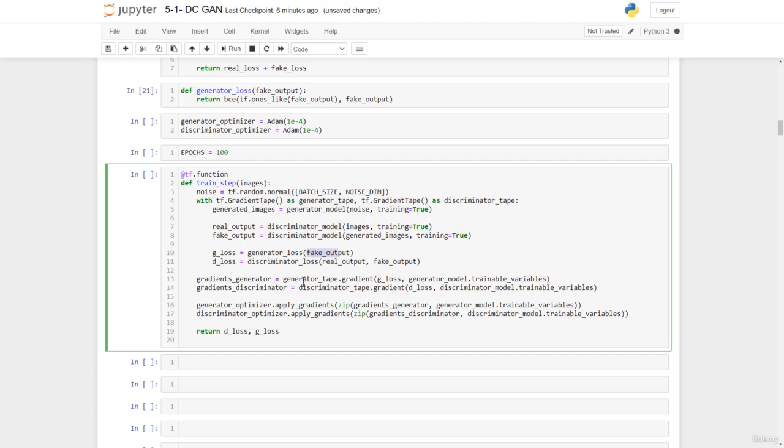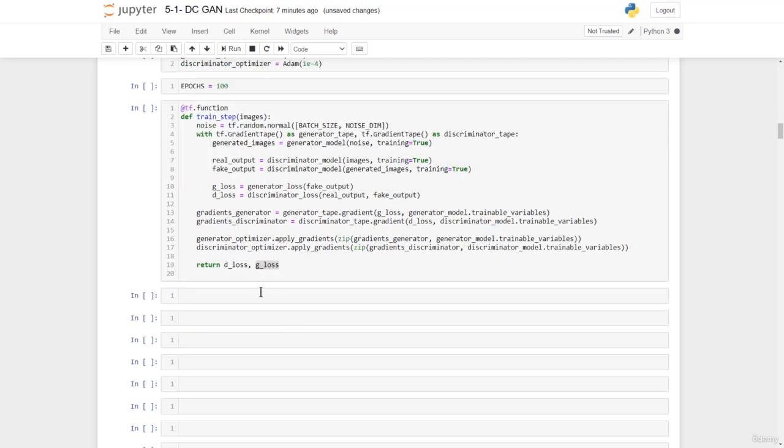For the generator gradients, we have the generator tape, which we had defined earlier here. The gradient of the loss, that's the G loss, with respect to all the generator parameters which are trainable. And with the discriminator, we have the gradient of the loss with respect to the discriminator model parameters which are trainable. Once this is done, we now optimize our generator and the discriminator using the gradients and the model parameters. Then we return the discriminator and the generator loss.